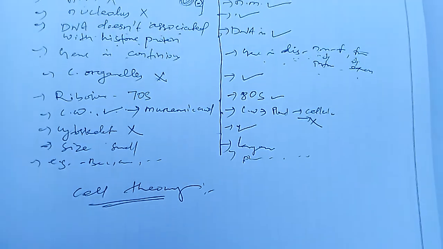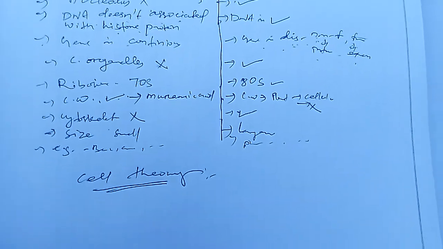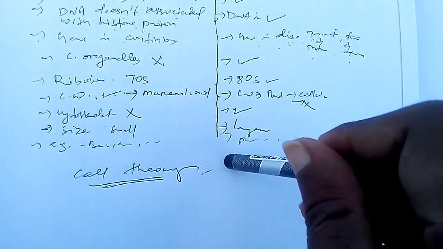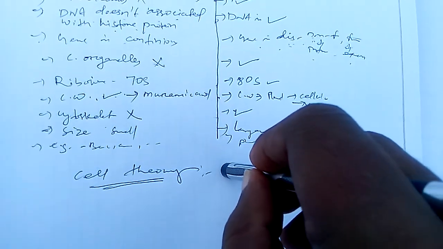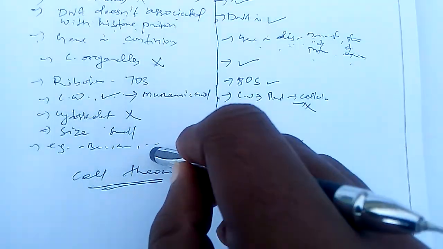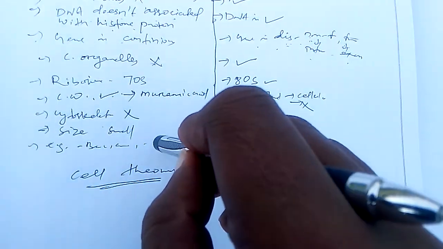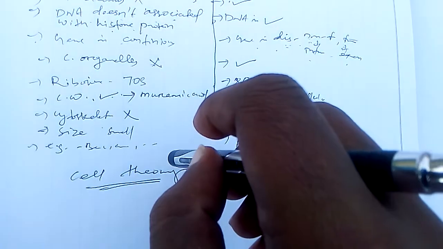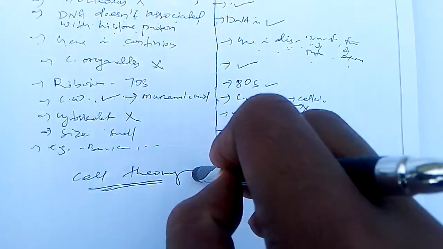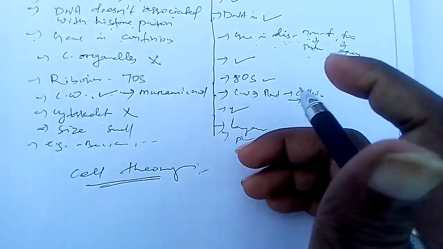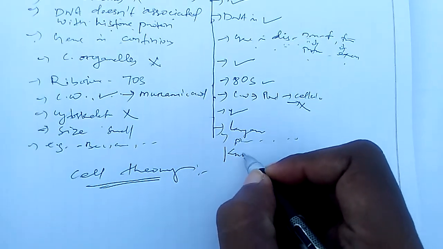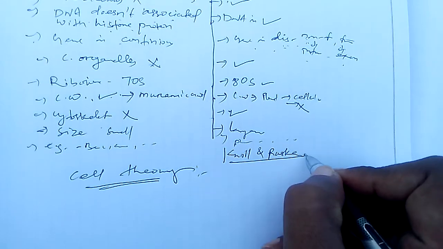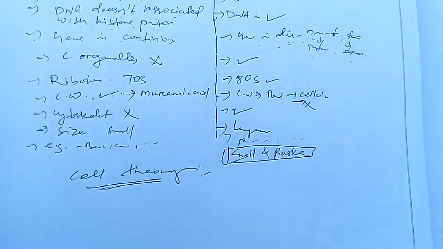So what is this cell theory? After the discovery of the cell, it took almost 150 to 180 years to formulate this cell theory. Within this period, biologists developed a better microscope, that is the electron microscope. After the discovery of the electron microscope by Knoll and Ruska, this one is also an important short question: the electron microscope was discovered by whom? The electron microscope was discovered by Knoll and Ruska, two scientists.